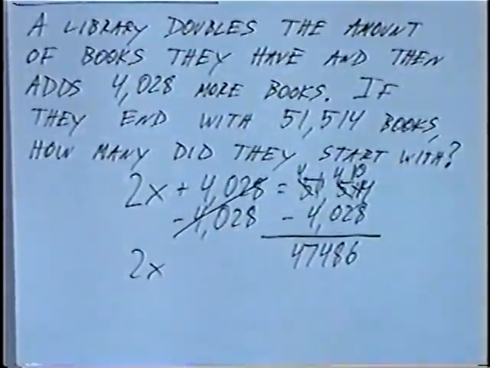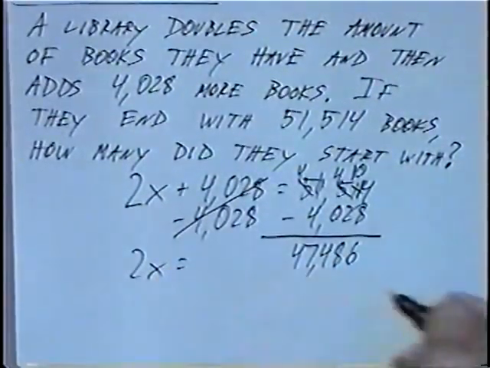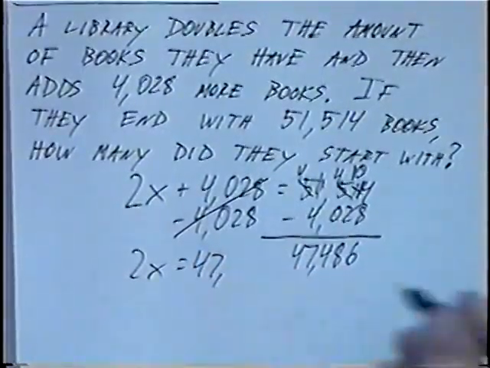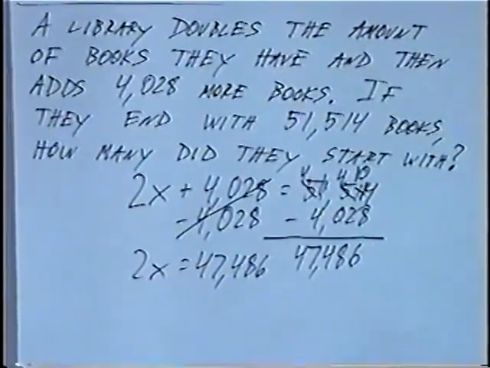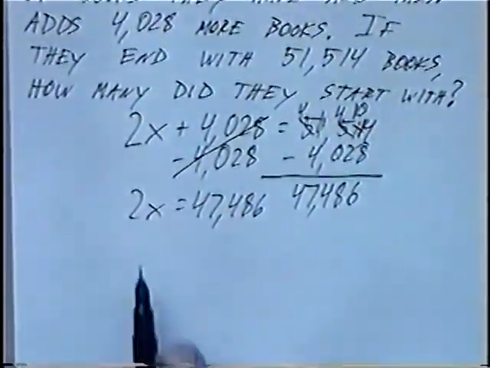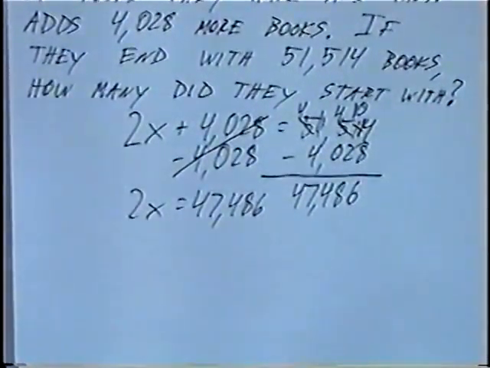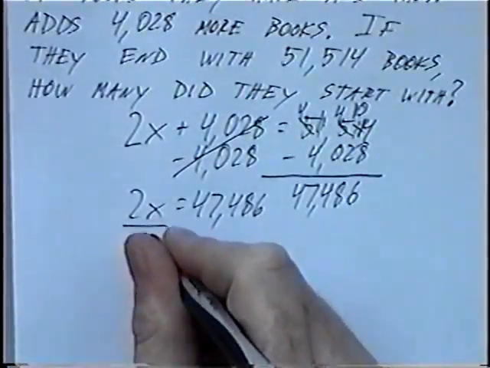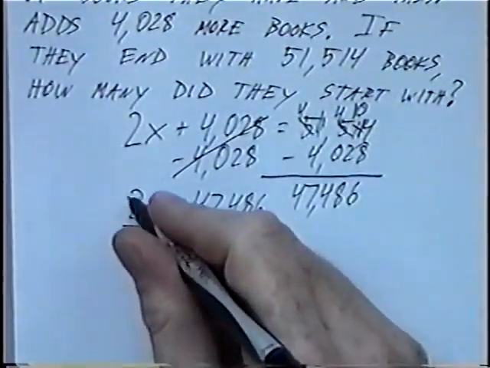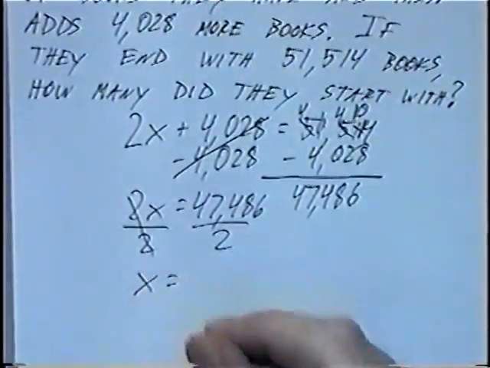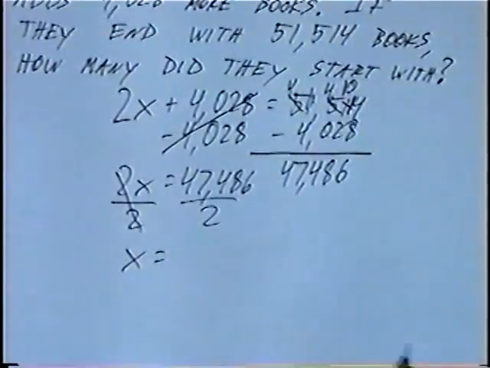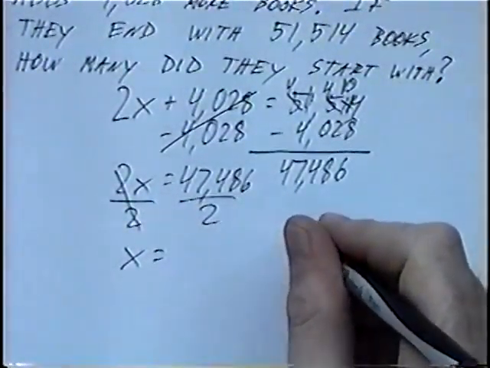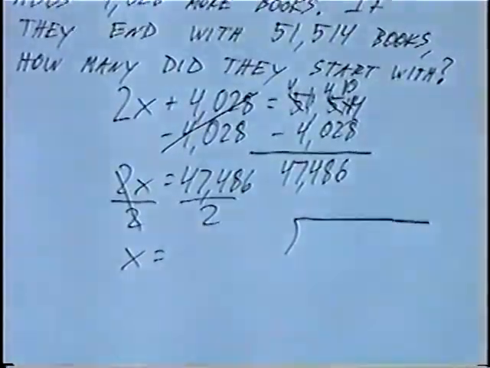So after subtracting, we'd have 47,486, and that's what 2x would be equal to. 47,486. Again, to solve for x, 2 times x, or multiplying by 2, we can divide by 2 to cancel that out. So we'll have x equals, and we have 47,486 divided by 2. To solve that, we can use long division.